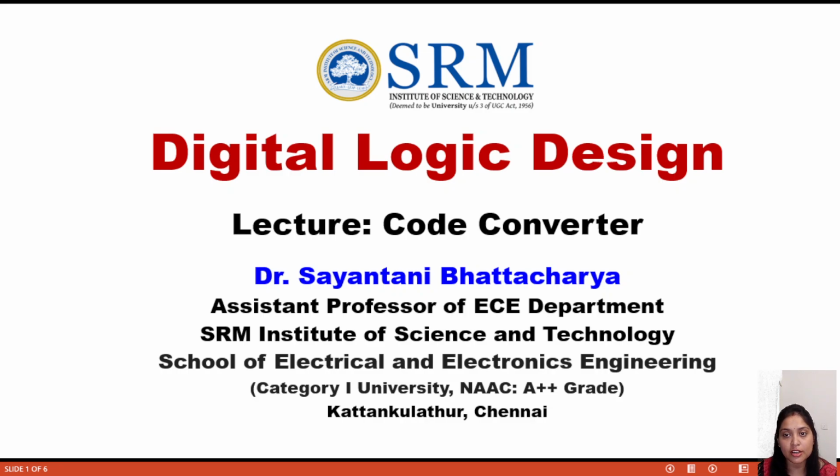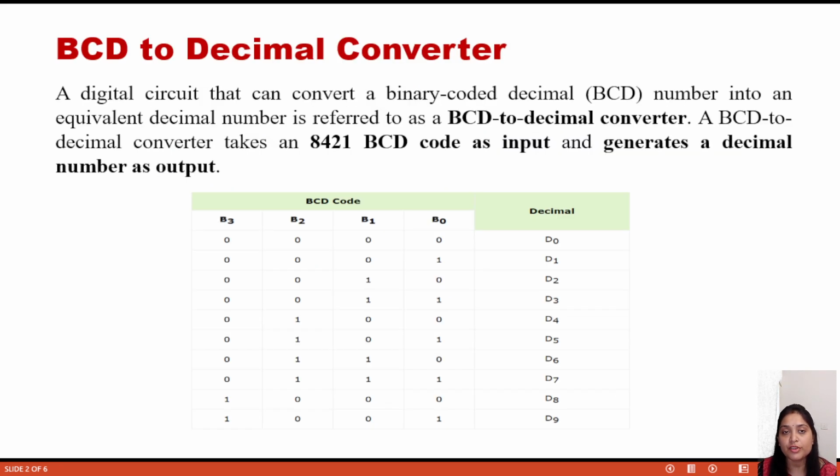Today, I am going to start a new topic: binary code converter. First of all, what is BCD? BCD is actually binary coded decimal. So, we have to convert this BCD number to the decimal number. A digital circuit that can convert the binary coded decimal number into an equivalent decimal number is referred to as a BCD to decimal converter.